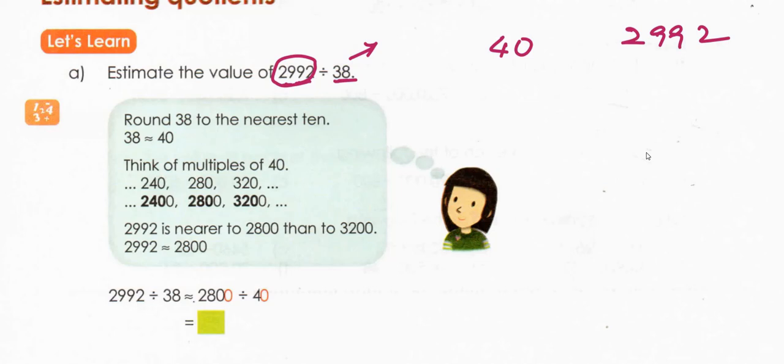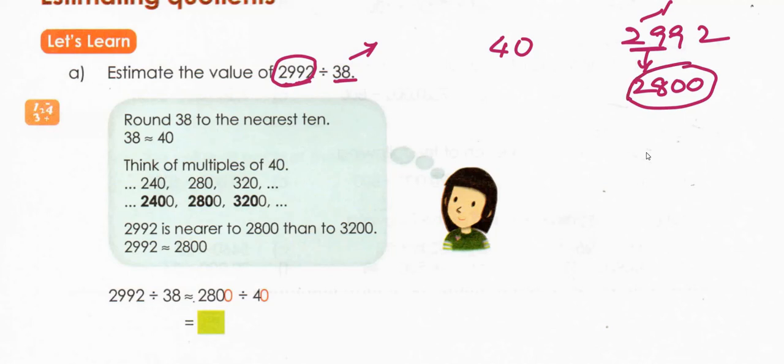So you should think in the 4 table: 4 1s are 4, 4 2s are 8, 4 3s are 12, 4 4s are 16, 4 5s are 20, 4 6s are 24, 4 7s are 28. Okay, 4 7s are 28. 4 8s are 32. This is beyond this number, right? So that's why nearer to this number should be 2800. You take the nearest rounded value for 2992 as 2800.